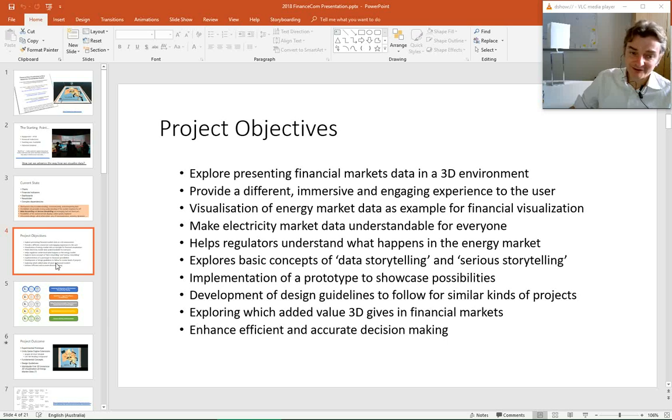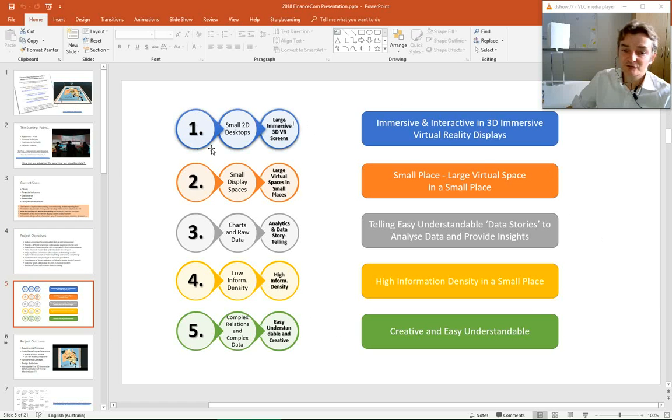And we wanted to extract some design guidelines which other projects can follow, if they go in a similar direction. And we wanted to also explore which added value 3D gives in financial markets and how it can support efficient and accurate decision making for trading decisions. So in short, we wanted to move from small 2D desktops to large immersive 3D virtual reality screens. And we wanted to move from small display spaces to large virtual spaces in a small physical space.